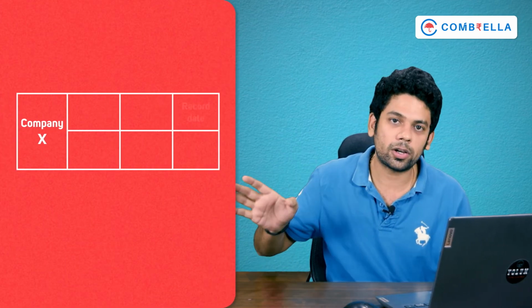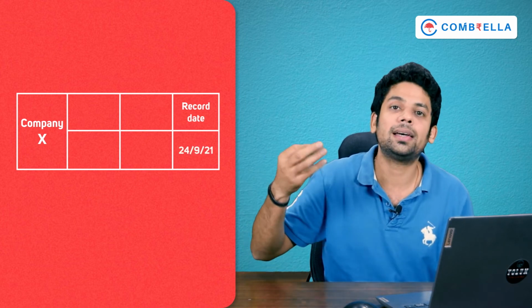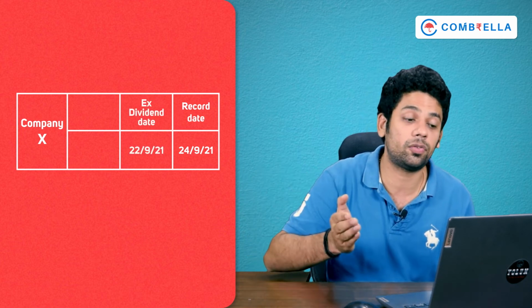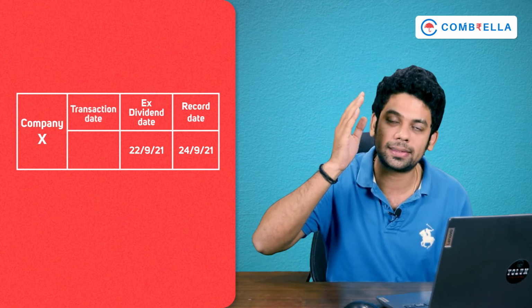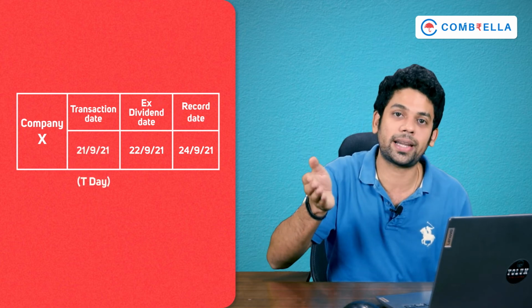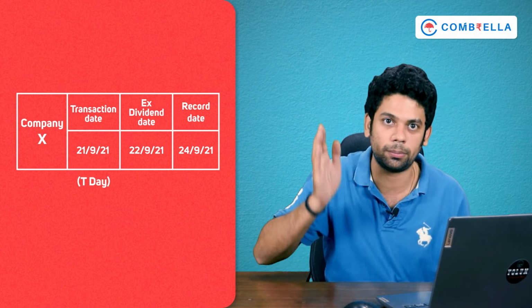Let us take the same example. Company X, record date fixed by the company is 24th of September. Assuming the stock exchange fixes the ex-dividend date as 22nd of September, 2 days before. Then also you need to make the purchase, the T day has to be before 22nd of September, which is 21st of September or before 21st of September.